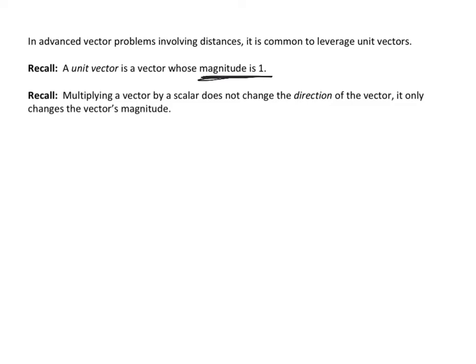I also want you to recall something else, and this is really important. Multiplying a vector by a scalar does not change the direction of the vector. It only changes the vector's magnitude. Okay? So for instance, if I had the vector A, and then I asked you, what is 5A, right? 5A is just that vector, but 5 times longer, right? So we could take this vector here and imagine that we have the same distance, the same length, but now it's 1, 2, 3, 4, 5 times as long.